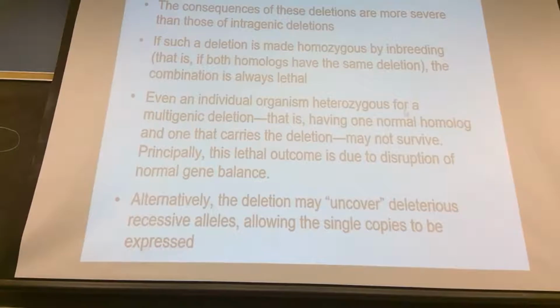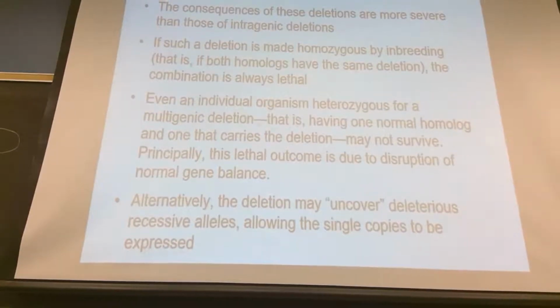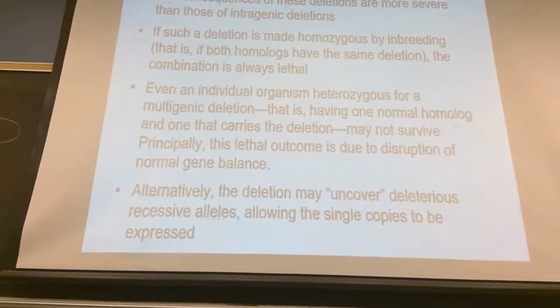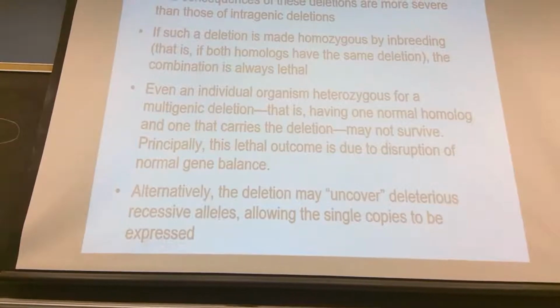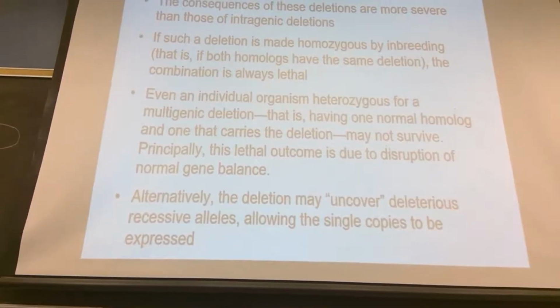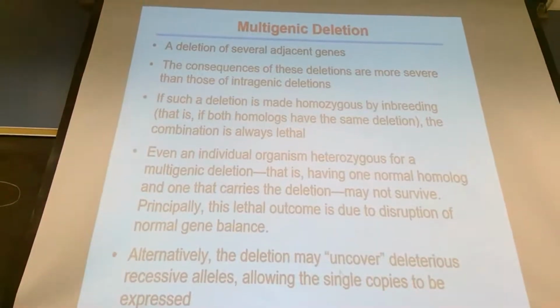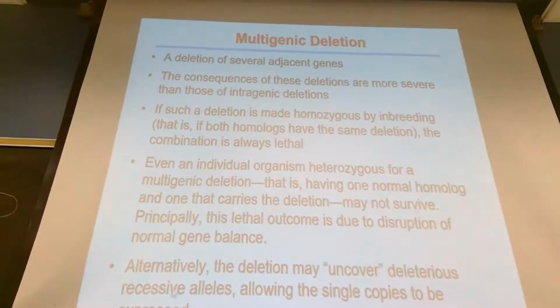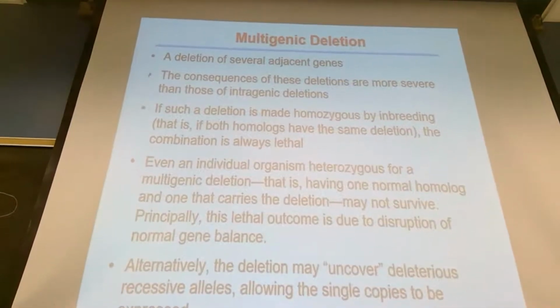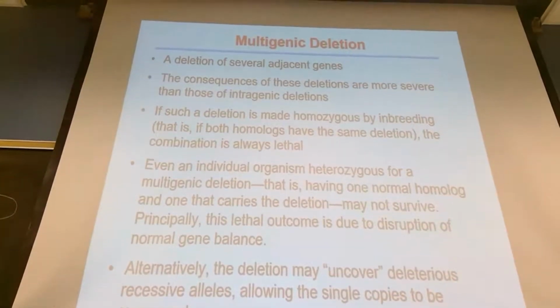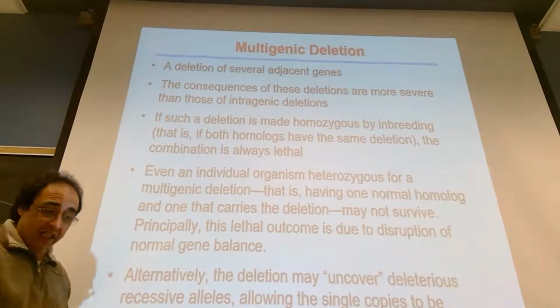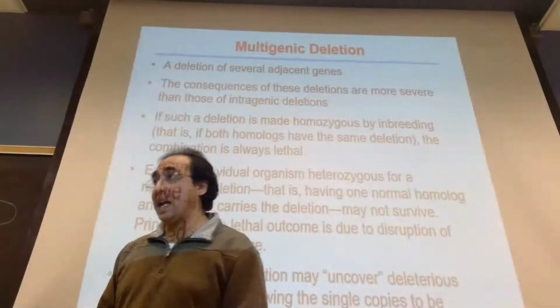If it is heterozygous for a multigenic deletion, having one normal homolog and one that carries the deletion, it may not survive. The deletion may uncover deleterious recessive alleles, allowing single copies to be expressed. So if there is a multigenic deletion, some kind of recessive allele can express.